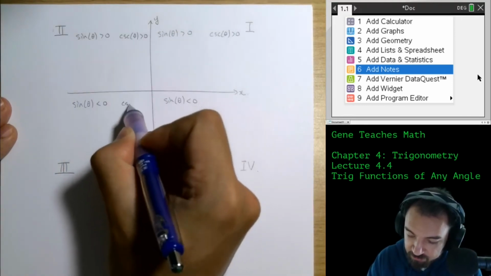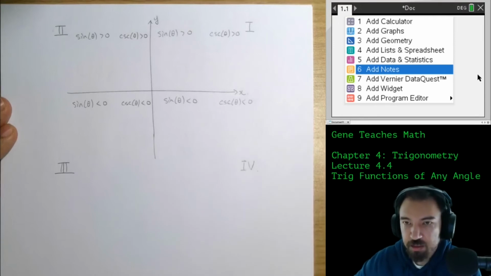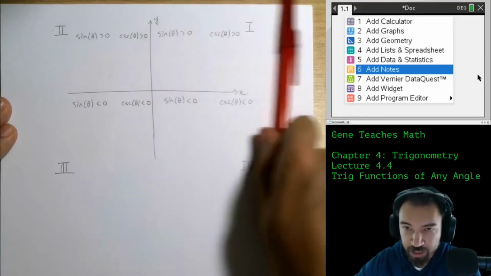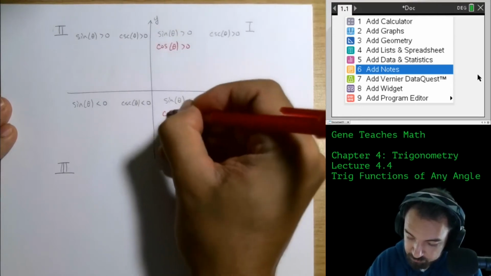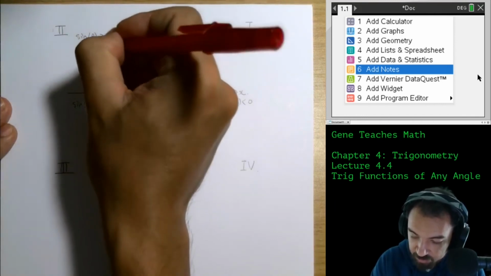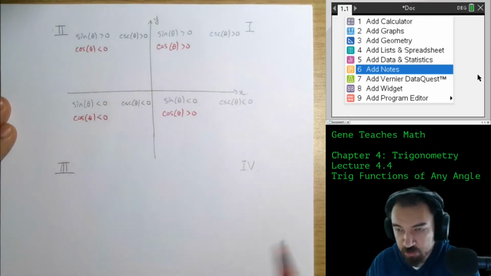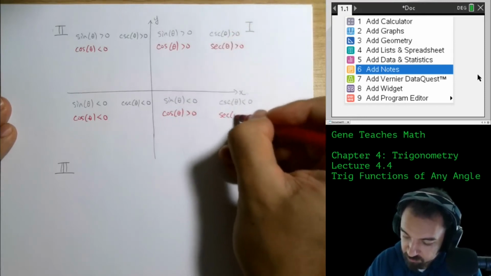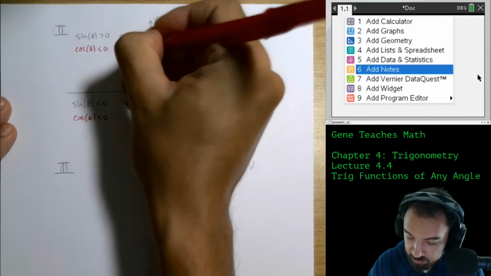And then wherever sine is negative, cosecant is also negative. Then, cosine of theta is the x-coordinate in the unit circle. So on the right half of the xy plane, cosine will be positive. It's quadrants 1 and 4. And then on the left side, cosine is negative, which means secant of theta, which is the reciprocal of cosine, follows the same pattern. Secant of theta positive on the right half of the unit circle, and secant theta negative on the left half.